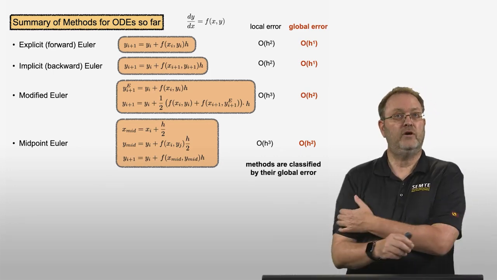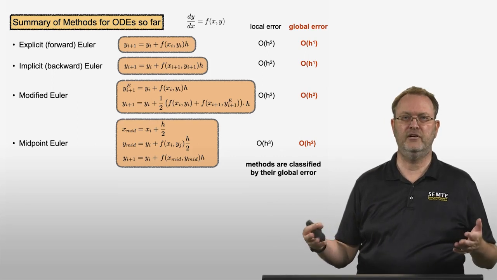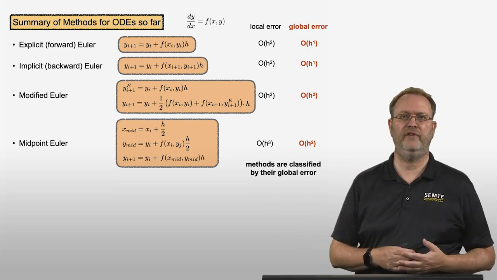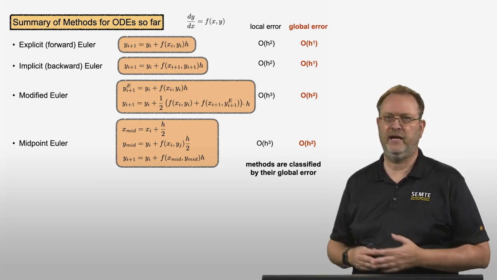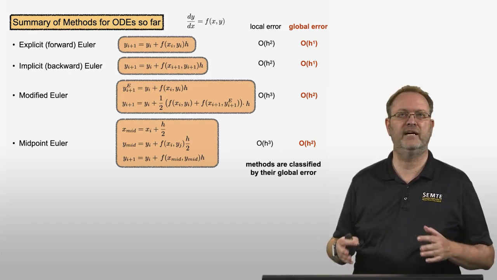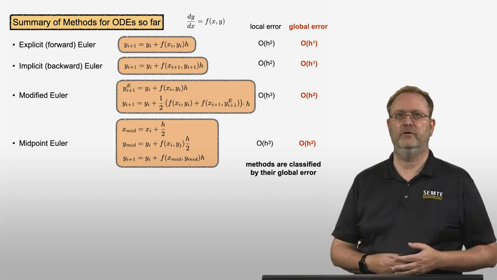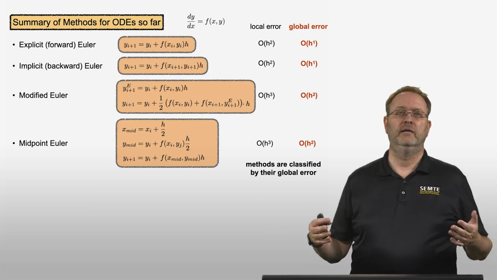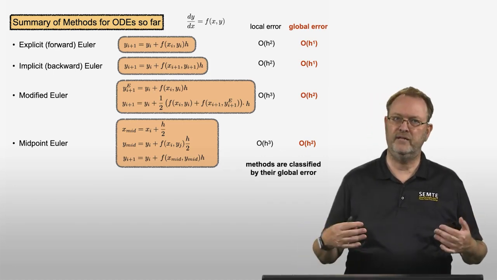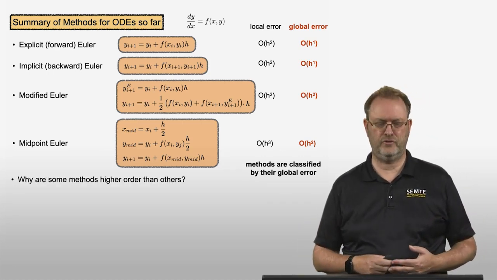Now, when we talk about the truncation error or the order of a method, what we refer to is always the global error. So these methods are characterized by their global error. So the midpoint and modified Euler methods are second order. The explicit and implicit Euler methods are first order.